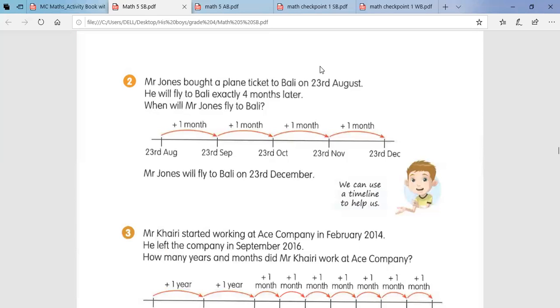Each time we add 1 month. Here is 23rd August. Each time add 1: 23rd September, 23rd October, and so on, to get December. So just add to get it. If you add 4 months to August, we get the answer by this, called the timeline.